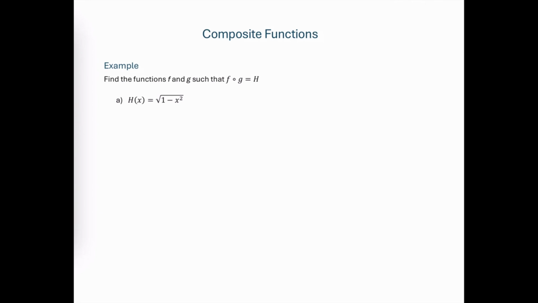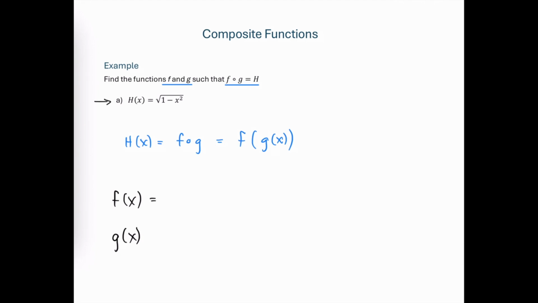Given the composite function h that was created by composing f with g in this direction, we're being asked to find those functions f and g that were composed. The function h was created by composing f with g in this direction, meaning that f was on the outside and g was on the inside.